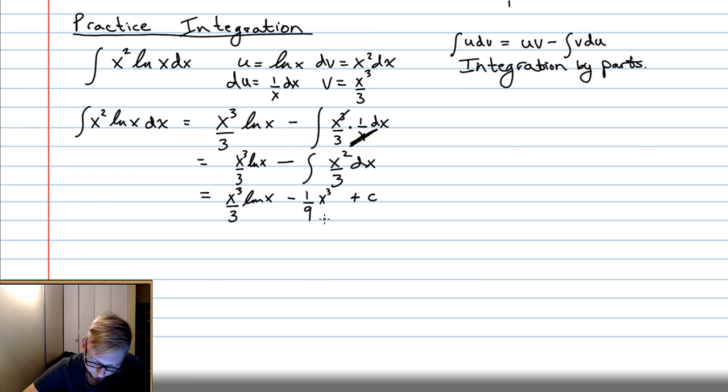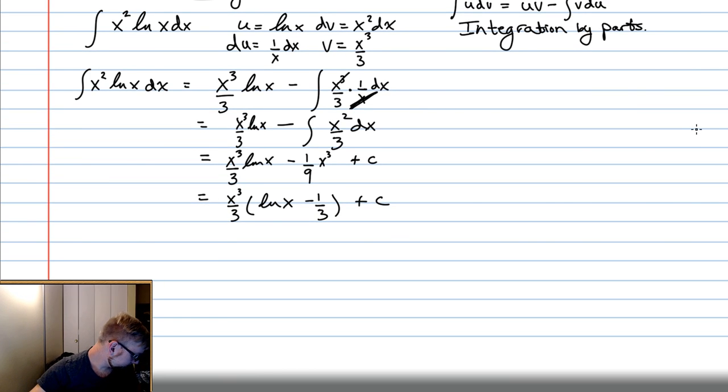Integration by parts. Now, of course, you could simplify it. I don't really care that much. You take an x cubed over 3 out, and then you'd have natural log of x minus 1 over 3, then plus c. But whatever. Let's just keep doing some integration by parts. Might as well.